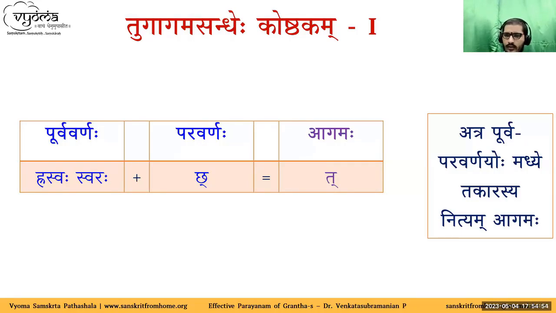So whenever we see a possibility of Tugagama Sandhi according to this rule, that is, in the Purvarna if you have Rasaswara and in the Paravarna if you have Chakara, then Tugagama is compulsory. And after Tugagama, that is after Takara comes, we have to do Shchutva. Again, after Tugagama, there is no option of whether doing this Shchutva or not. We have to do Shchutva Sandhi after Tugagama.